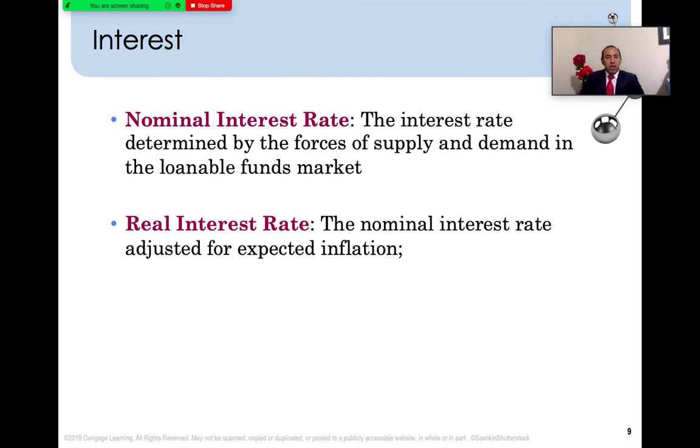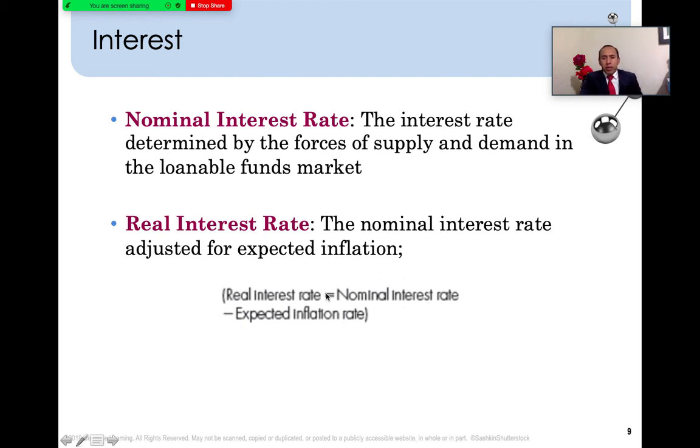So for now, we have the nominal rate and the real interest rate. The nominal rate is the one that is determined by the supply and demand of loanable funds in the financial market, or in this case, in the market between the demanders and the suppliers. And the real interest rate is adjusted for expected inflation. We have the equation for the real interest rate. The real interest rate is the nominal interest rate that's stated in the market minus the expected inflation rate.